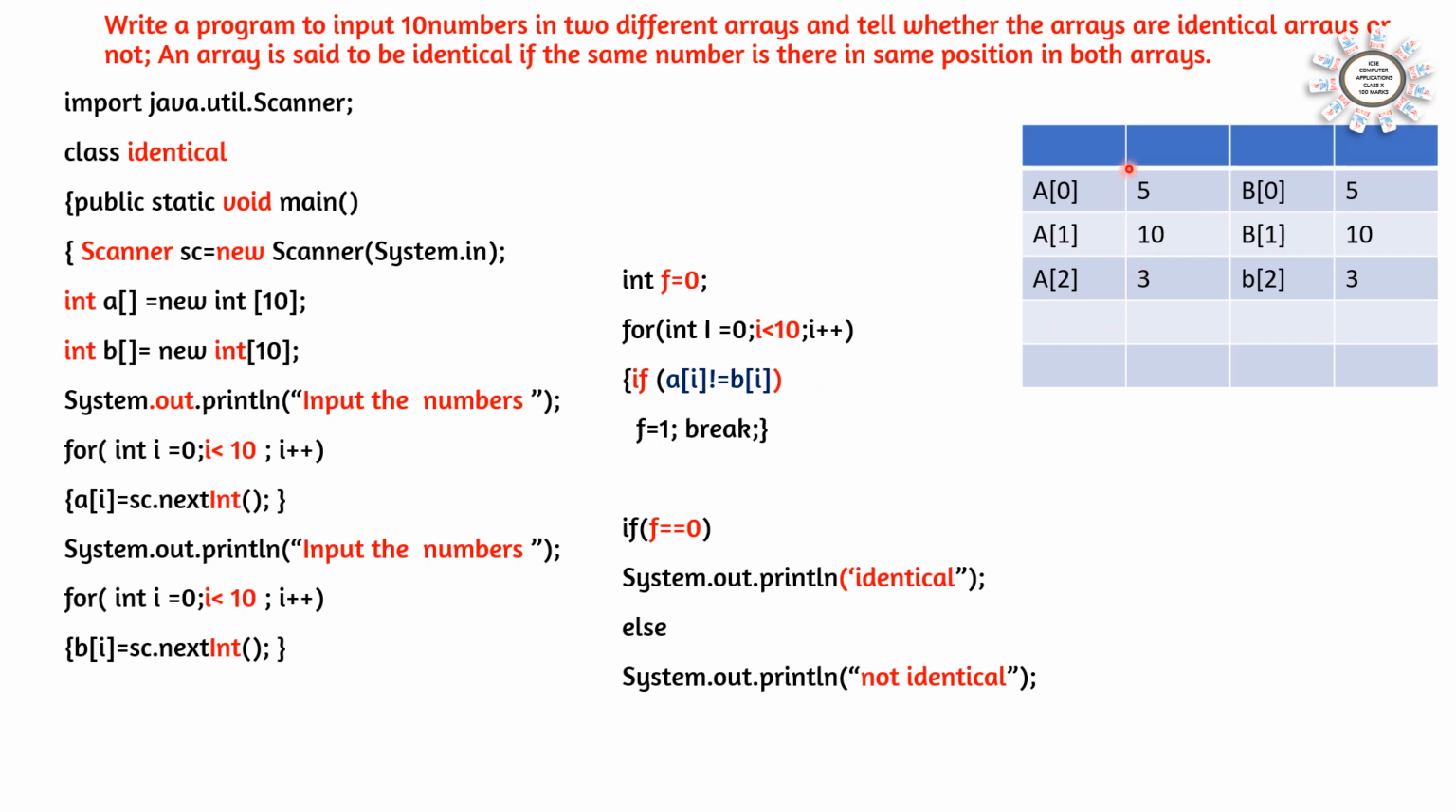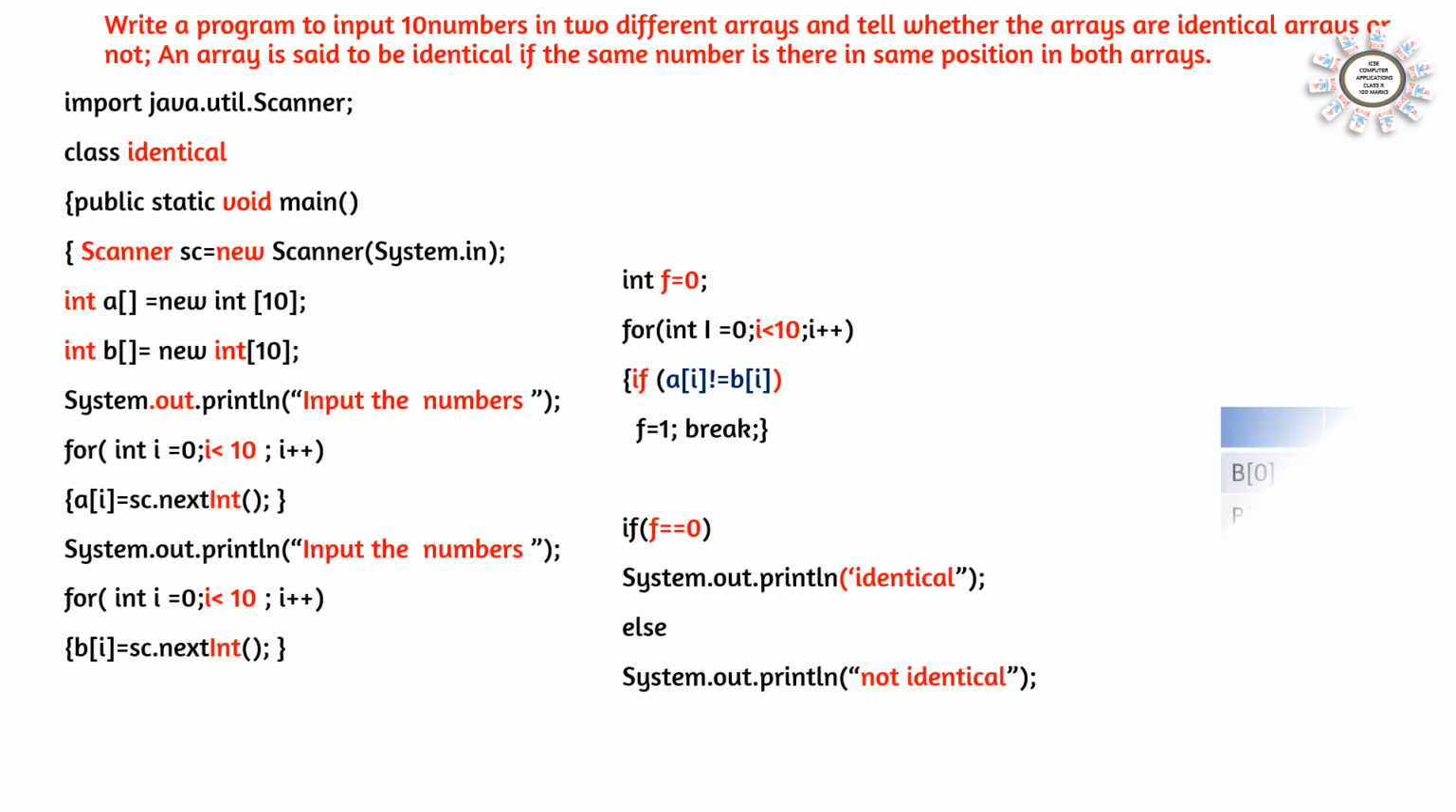In this case, first one, a[0] is 5 and b[0] is 5. a[1] is 10, b[1] is 10, a[2] is 3 and b[2] is 3. So we can consider this as the same till a[9] and b[9]. If it is the same, f will remain 0.